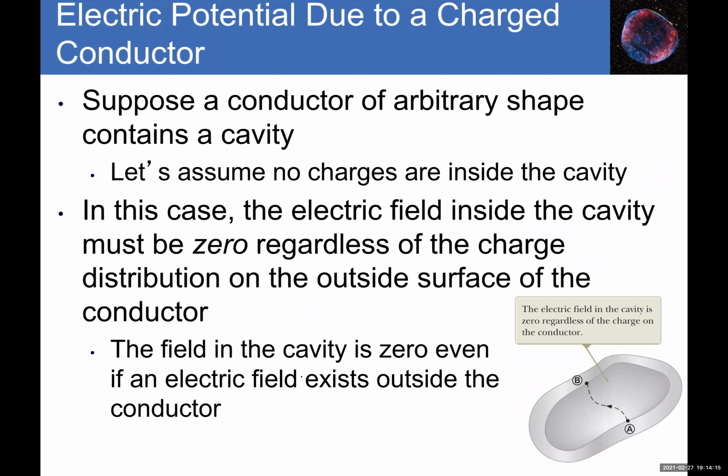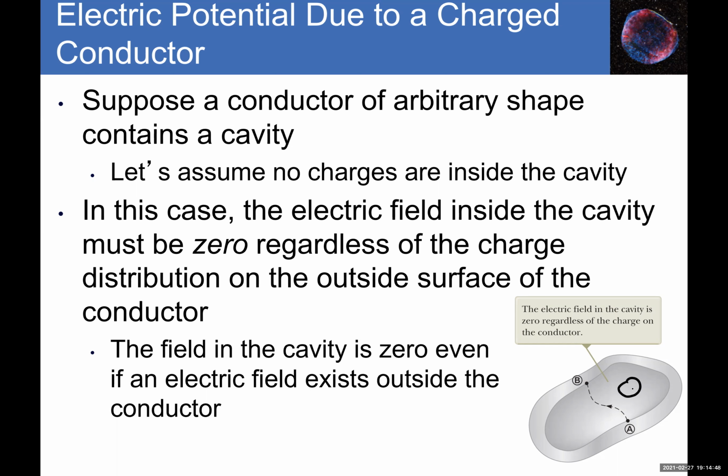All right, we can also have a conductor with a cavity. Suppose we have a conductor of arbitrary shape that contains a cavity, and let's assume no charges are inside the cavity. In this case, the electric field inside the cavity must be zero, regardless of the charge distribution on the outside surface of the conductor. The field in the cavity is zero, even if an electric field exists outside the conductor. That means regardless of what you have here, there's a zero.